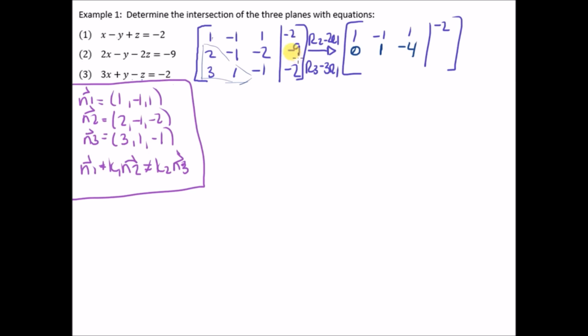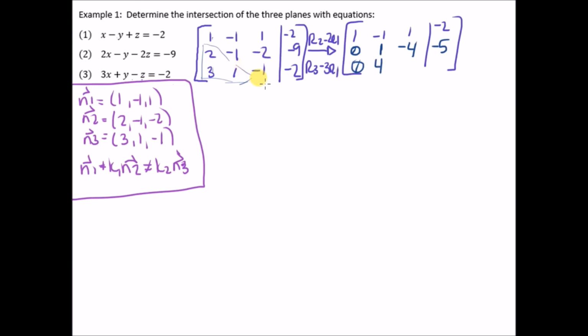-9 minus... and that would become -4. So -9 plus 4, I get -5. Okay, next one. Row 3 minus 3 of R1. So 3 minus 3 is 0. 1 minus -3, in other words, 1 plus 3, I get 4.